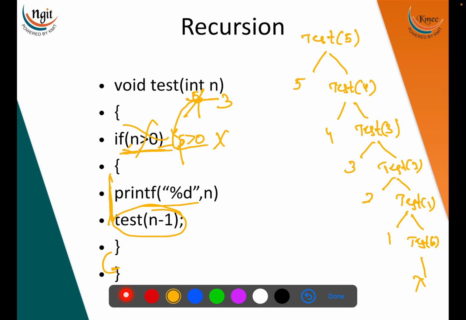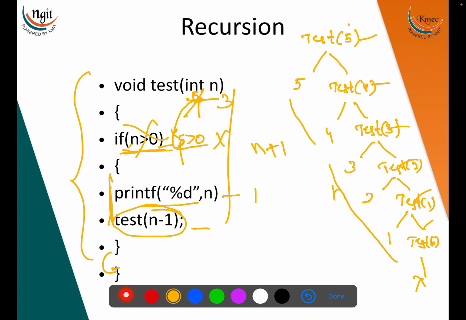Now, what is the time complexity of this function? The time complexity depends upon the number of calls of this function. So how many times is this function getting executed? Printf will take 1 unit of time to execute. But how many times is the test function called? Let's count: 1, 2, 3, 4, 5, 6. The n value is 5 but the calls are 6. That means n plus 1. And the printing of 5, 4, 3, 2, 1 will take n times.